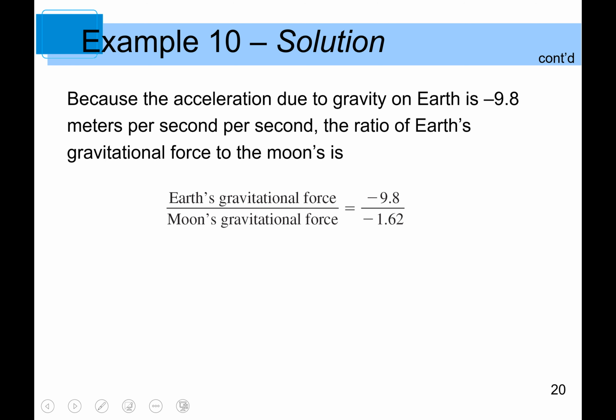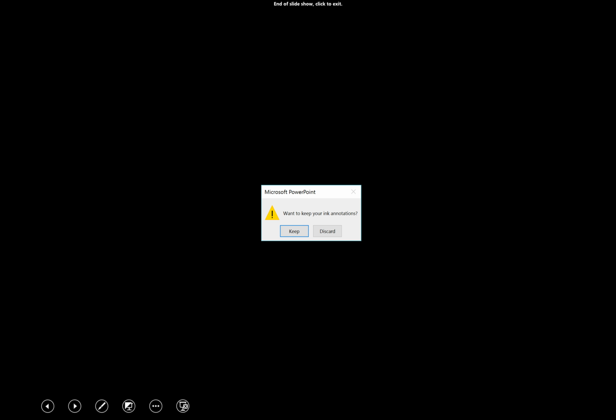Now, because the acceleration due to gravity on Earth is negative 9.8 meters per second squared, the ratio of the Earth's gravitational force to the moon's is negative 9.8 over negative 1.62. If you divide it, it's approximately 6 times.